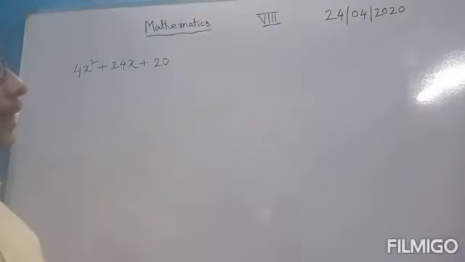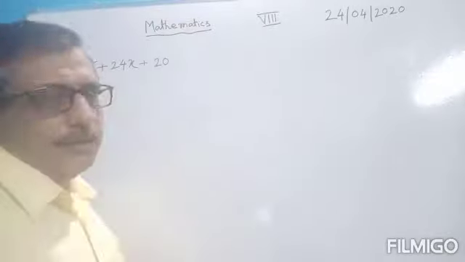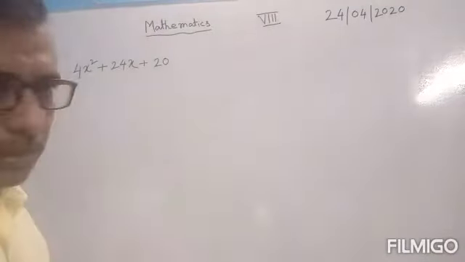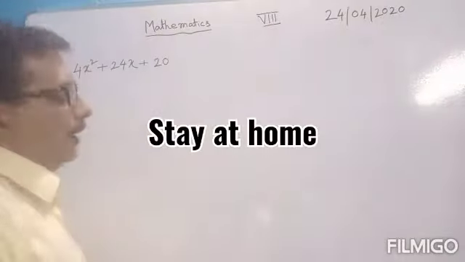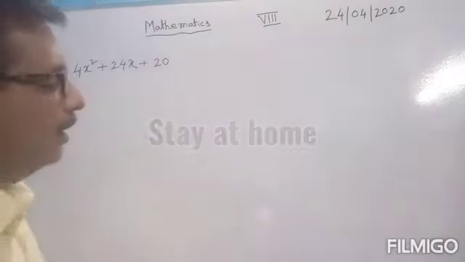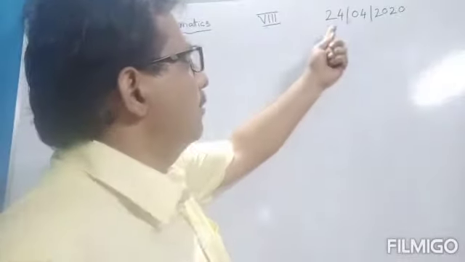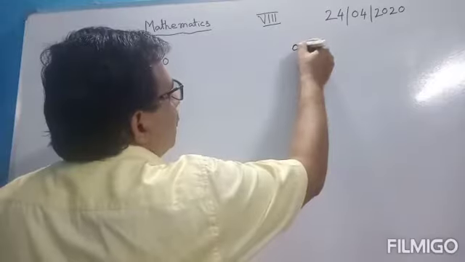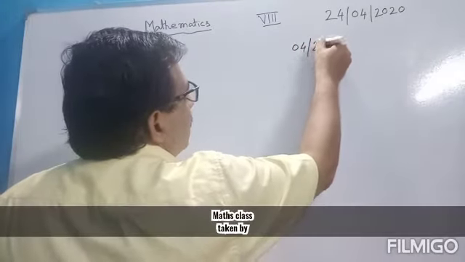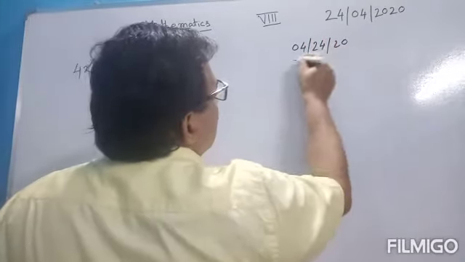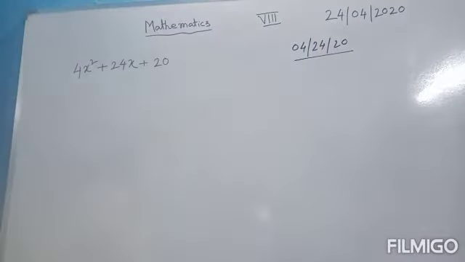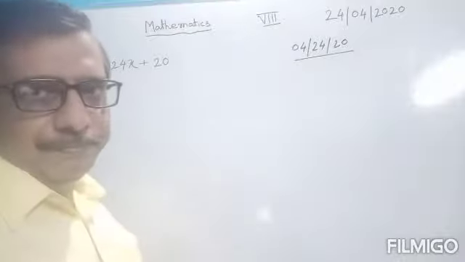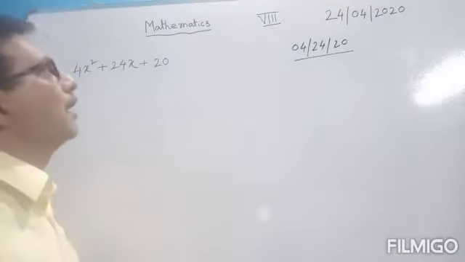Mathematics class of class 8. Today's date is 24th April, 24/04/2020. If we write this date in another format, this is date, month, year. If we write it this way, first write month, next date, next year, in this way, 4/24/20.